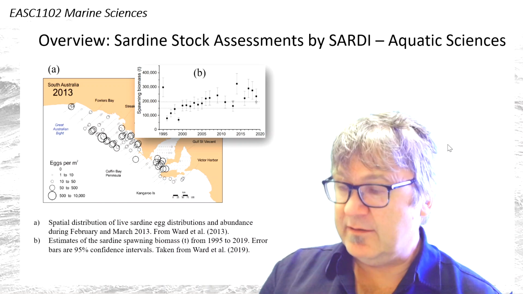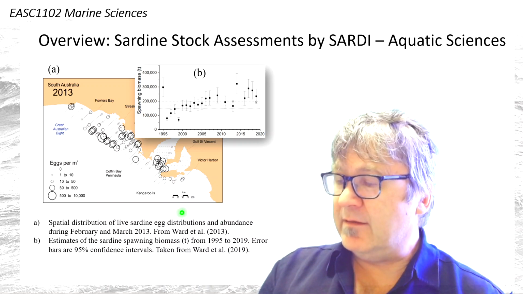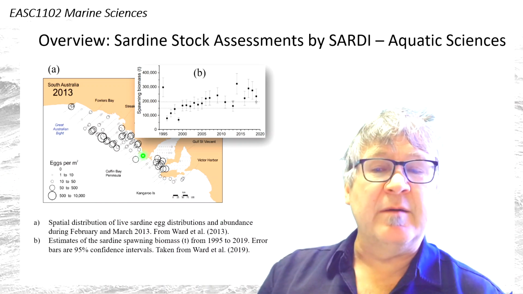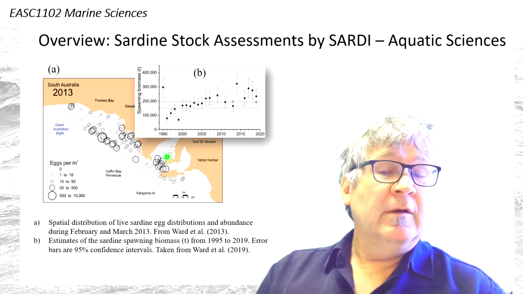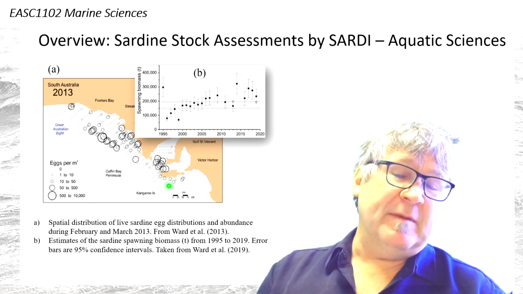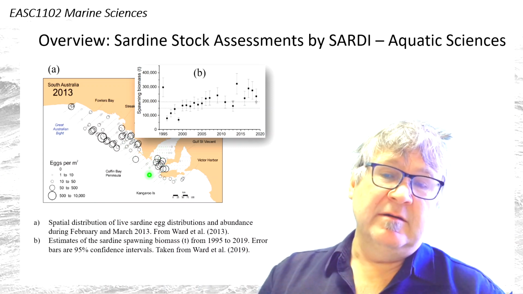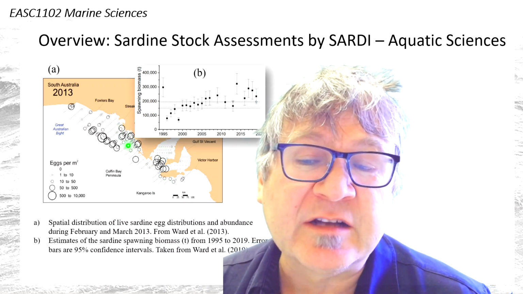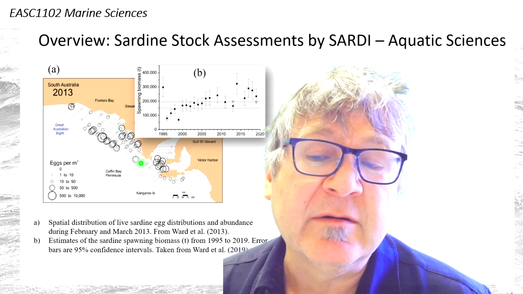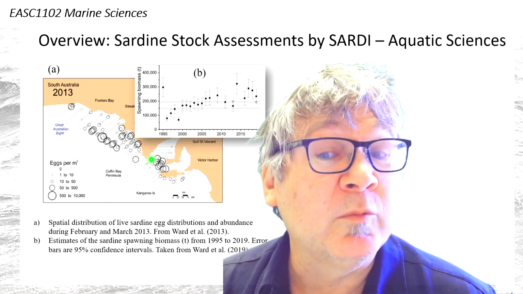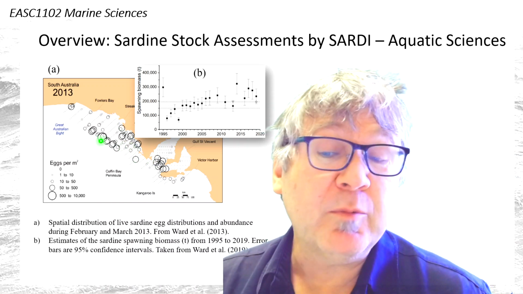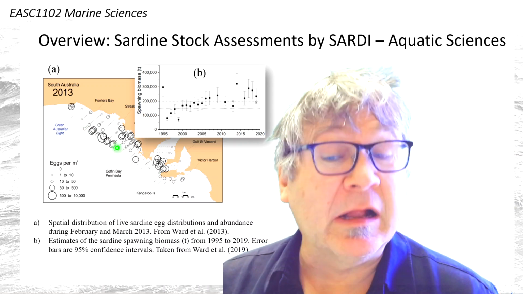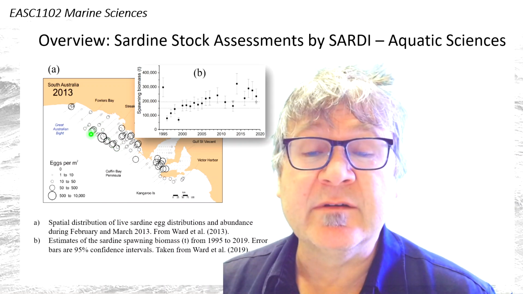Let's have a brief look at it. Let's get the pointer on, and you can see in this example, 2013, well off the entrance of Spencer Gulf, there are large numbers here. You can see some large circles in this area, coinciding with the upwelling region. But we also have some large along the shelf break. This is where the shelf break is.